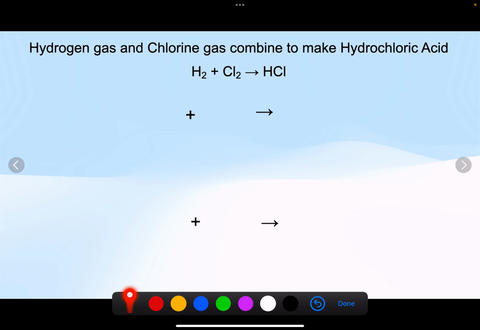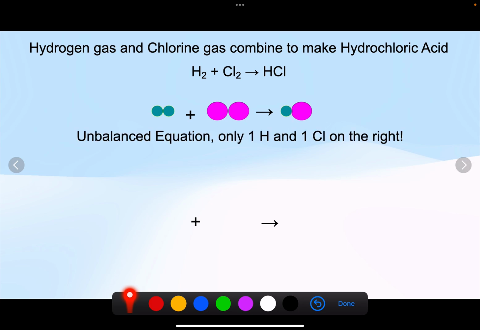Okay, let's get into some balancing equations. Here we have hydrogen gas and chlorine gas combining to make hydrochloric acid. So H2 plus Cl2 makes HCl. If you want to visualize this in terms of pictures, you could think of your hydrogen atoms bound together, that's your H2, your chlorine atoms bound together, they come in pairs as two larger ones. And to make HCl, you're going to need one of the greens and one of the pinks. And if you just look at this visually, you're automatically going to see that there's two greens here and there's one on this side, and there's two pinks here and there's one on this side.